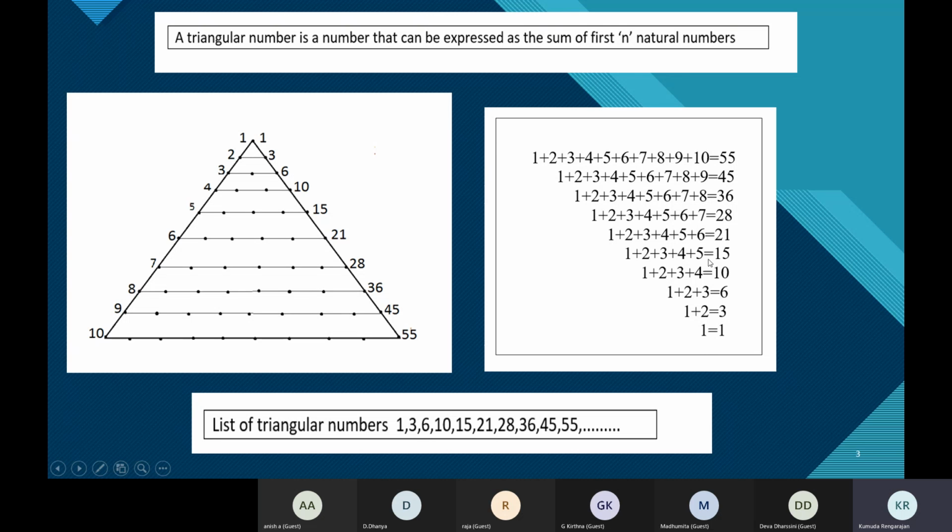Such numbers are triangular numbers. So 45 is a triangular number because it can be expressed as a sum of the first 9 natural numbers. So these are triangular numbers. You can see the list here. List of triangular numbers: 1, 3, 6, 10, 15, and it goes on like this.